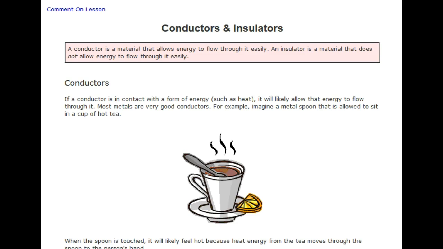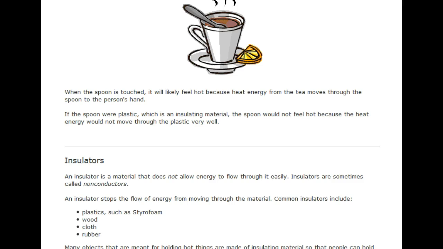A conductor is a material that allows energy to flow through it easily. An insulator is a material that does not allow energy to flow through it easily. If a conductor is in contact with a form of energy such as heat, it will likely allow that energy to flow through it. Most metals are very good conductors. For example, imagine a metal spoon that is allowed to sit in a cup of hot tea. When the spoon is touched, it will likely feel hot because the heat energy from the tea moves through the spoon to the person's hand.